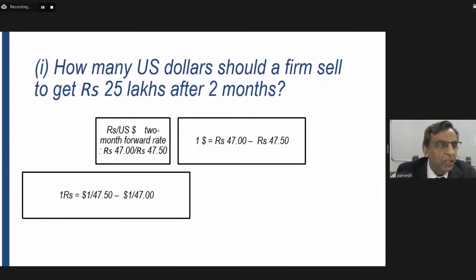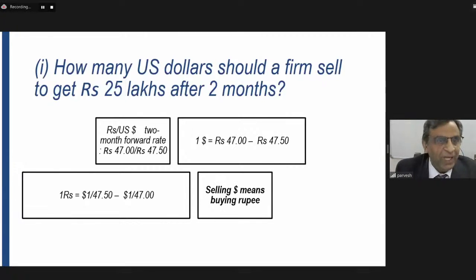I'll tell you why. Because we want to get 25 lakh rupees. We want to sell dollars and buy rupees, so selling dollar means buying rupee. If we have to buy rupees worth 25 lakhs, we should have a rupee quote to make the matter very simple. We could have solved it the other way also, but if we convert it into a rupee quote, then we can simply multiply 25 lakh rupees with the desired quote and get the answer.